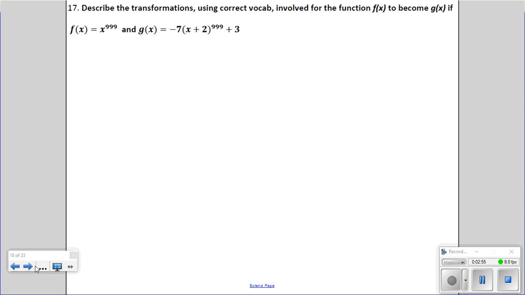17, we have a transformation question. We've done these over and over. I would start in the house if I were you. In the house, I see a plus 2, which means the house value or h value is negative 2 because you take it out the house and change the sign. Since h is negative 2, the graph will translate left 2 units.